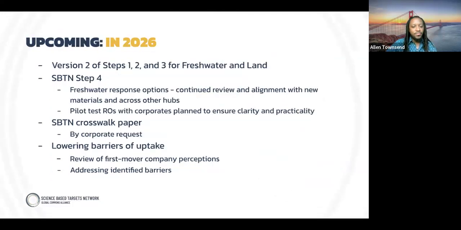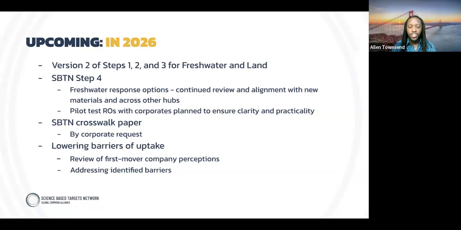Next slide. So looking ahead for the Freshwater Hub, version 2, in addition to Steps 1 and 2, and for freshwater Step 3, we're looking to release that in 2026. Step 4, additional guidance on that, including freshwater response options and continuing to evolve the response options that we've already shared. Looking to pilot test Step 4 and the response options with companies and ensure the clarity and practicality of those response options. The next thing is we're planning to produce another communications paper, a crosswalk paper.